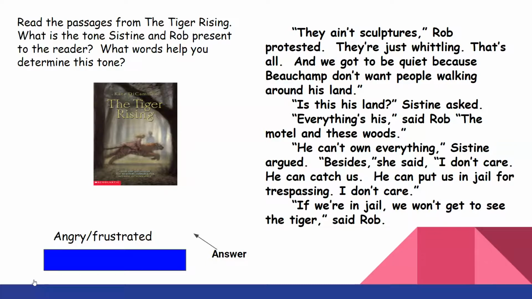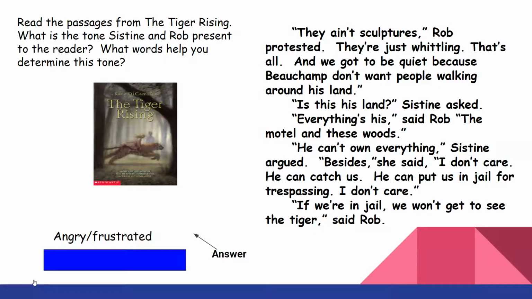So at this point, boys and girls, as I look at this, I certainly get a tone, especially from Sistine, that she's angry, that she's frustrated, she's defiant. She says, I don't care. And then she argues, he can catch us. I don't care. He put us in jail. It's that repetition, the way she says, I don't care, twice.